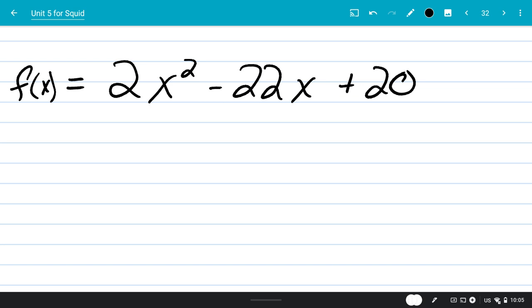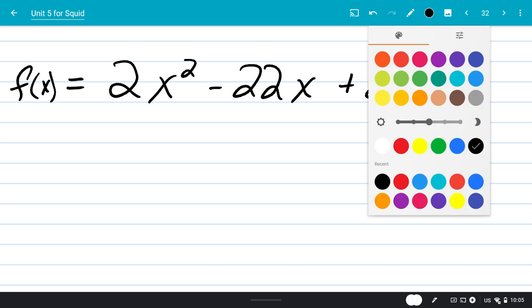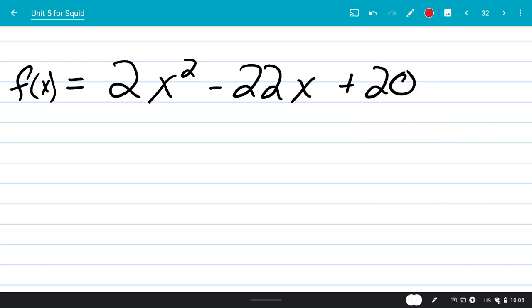Okay, so let's look at this quadratic. My first question to you is, does this quadratic have a GCF? Yes. What can come out of it? A 2. So 2x squared divided by 2 would be x squared, right?